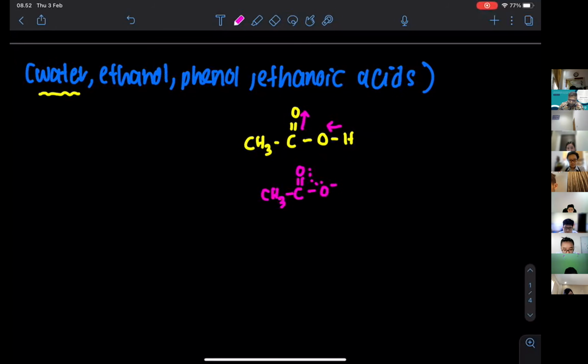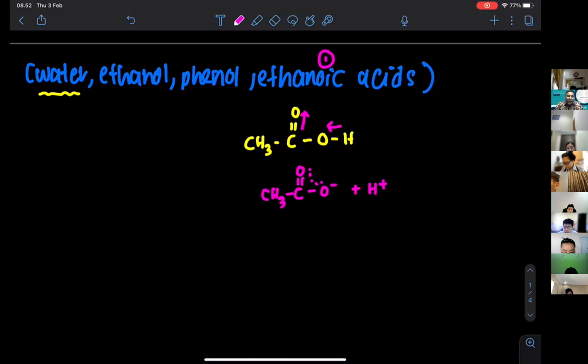So this is going to form the H plus easily. In other words, the bond between the O and H is going to be weakened, and you are going to have a tendency to form more H plus. Therefore, carboxylic acid will take the top spot in the acidity.